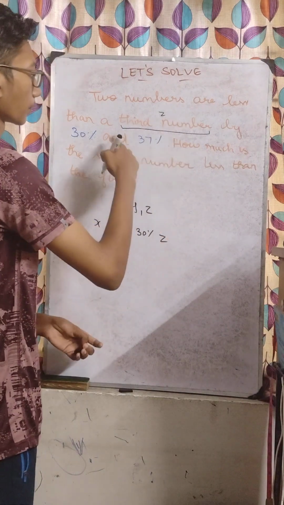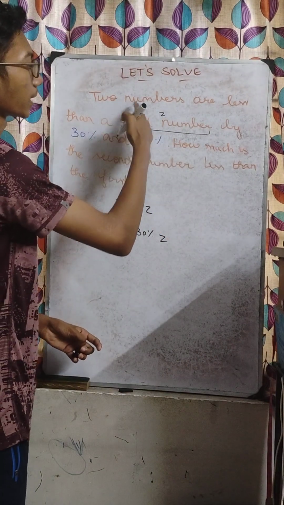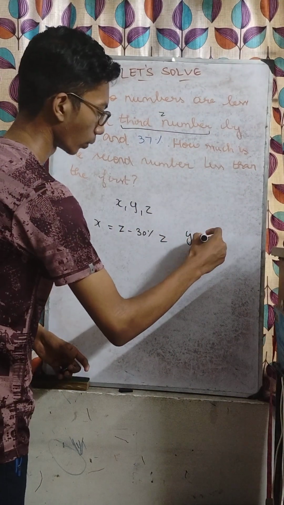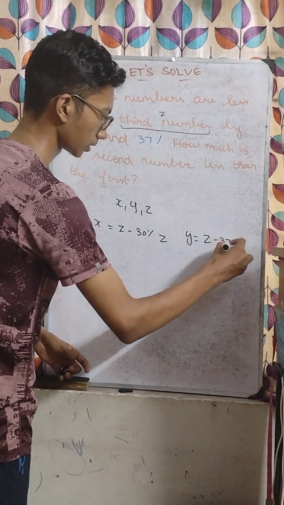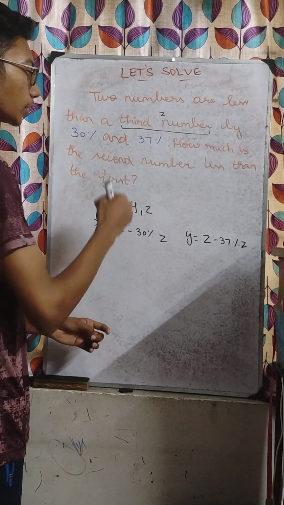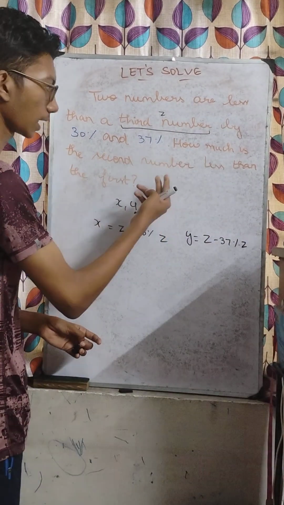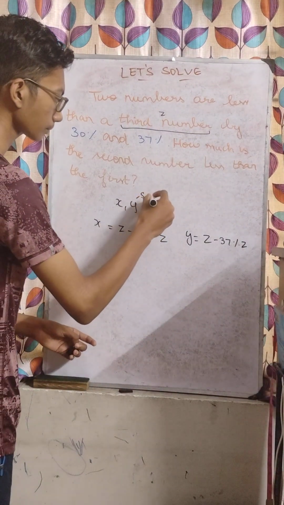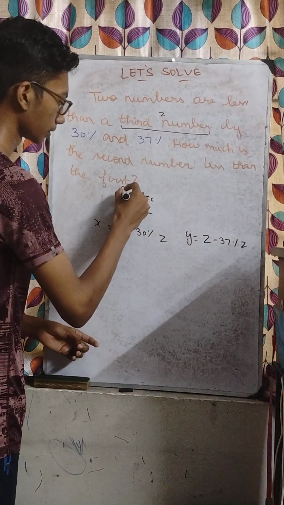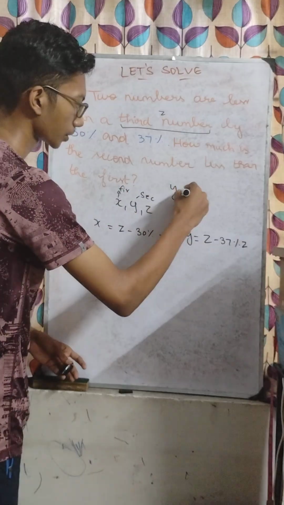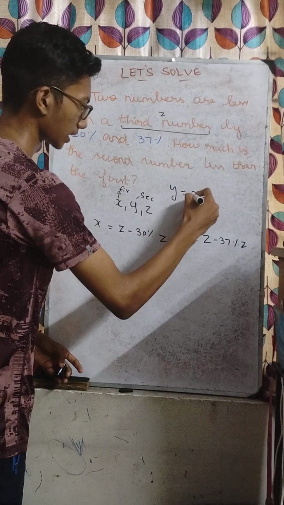The next is another number here, with 37%. So the other number is y. So y is z minus 37% of z. So these are the two equations we have. Now the question is, how much is the second number less than the first? The second number is y and the first number is x. So we have to find how much y is less than x.